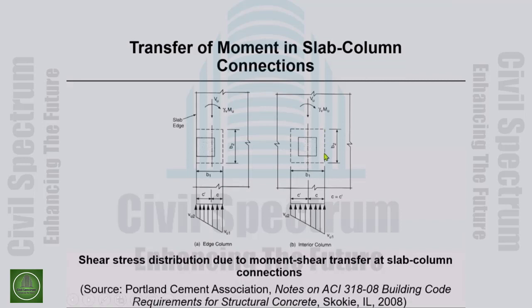So the stress on this face will be in the direction of shear caused by gravity. On this face, the direction of the shear due to moment transfer will be opposite to the shear caused by gravity. So on this face, the stress caused by direct punching shear will be decreasing, and on this face, the stresses due to the moment transfer and the direct shear will be additive. So this is what I was trying to say.